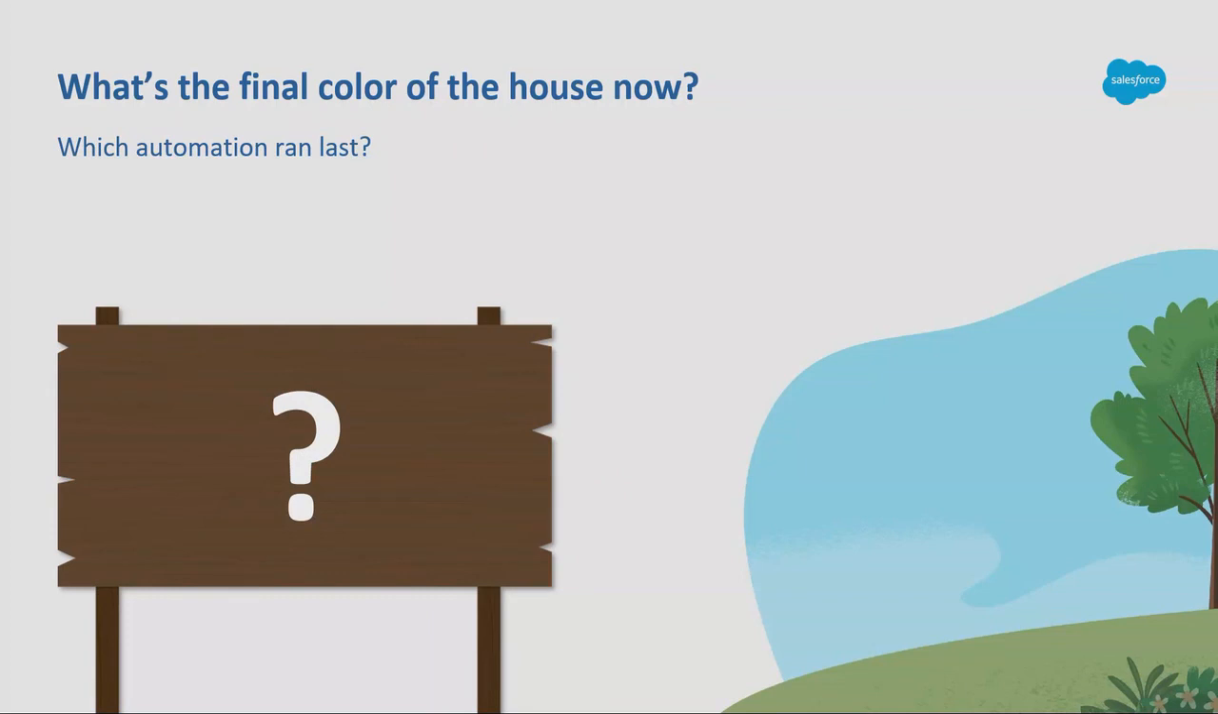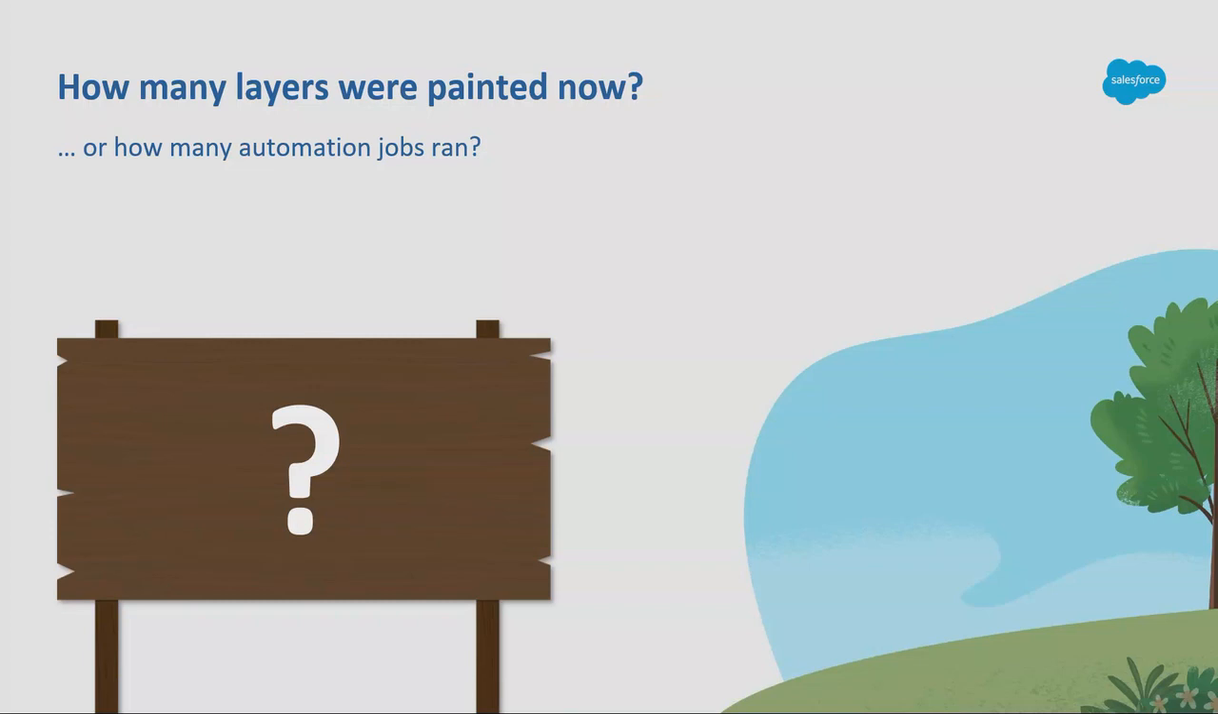But those are the questions that we do have now, still the same. Do you think the house will be anything else but blue? Yes or no? No? Good guess. And what do you think? How many layers of paint will be on the house?